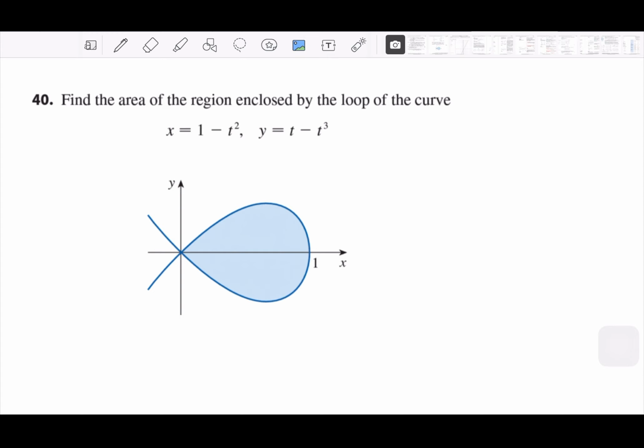Okay, the key for the parametric, or even in polar, is that some of the graphs, like in parametric, will have a certain degree of symmetry. You see the symmetry, right? This is perfectly a mirror of this one, right? So to evaluate, we can take only half the area, and then multiply by 2.